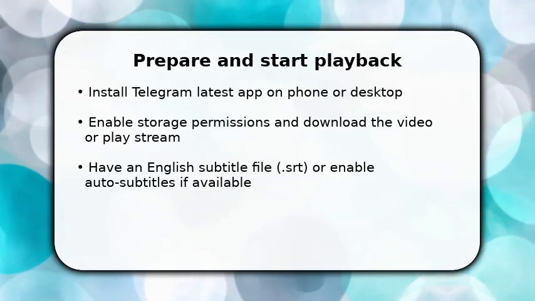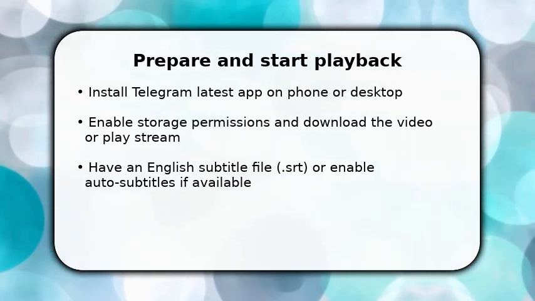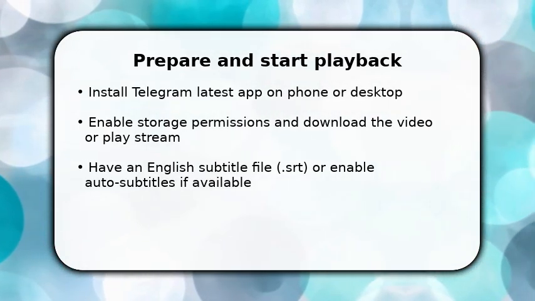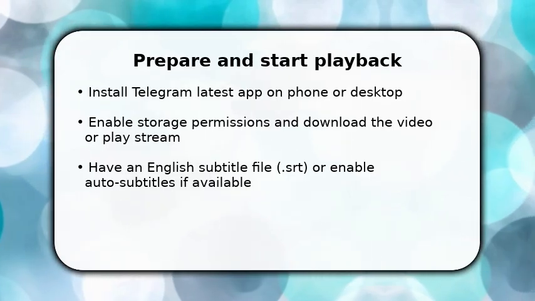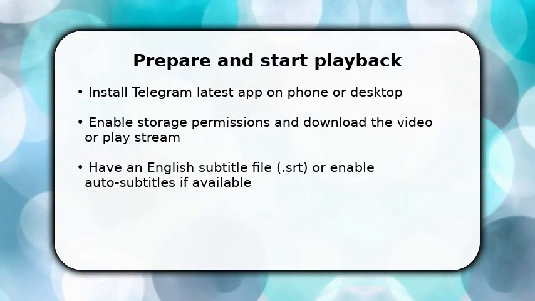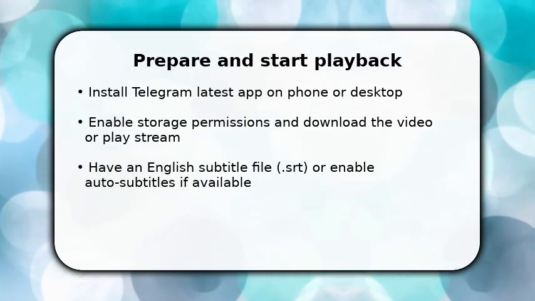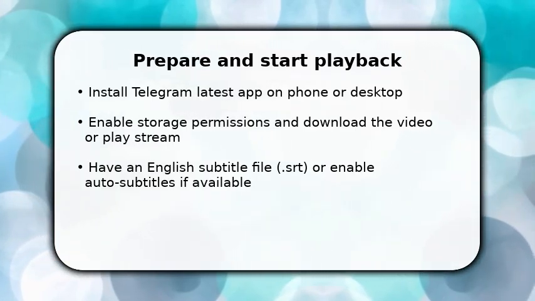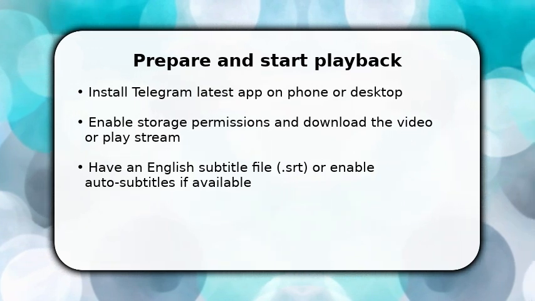Make sure you already have an English SRT file saved or that Telegram's auto subtitles option is enabled for the chat. You do this now so the next steps add the subtitle track correctly. Make sure file names match the video name when using local players.